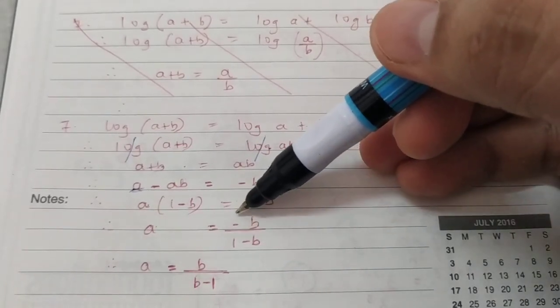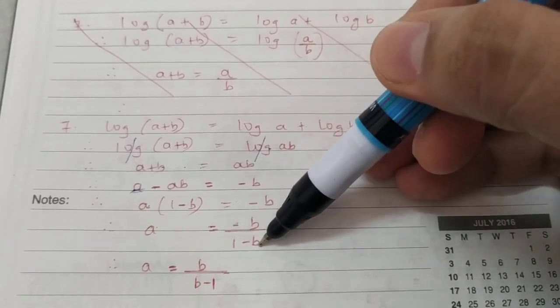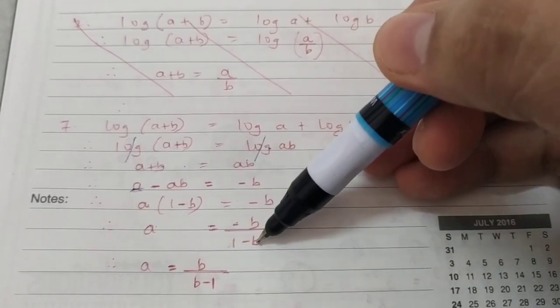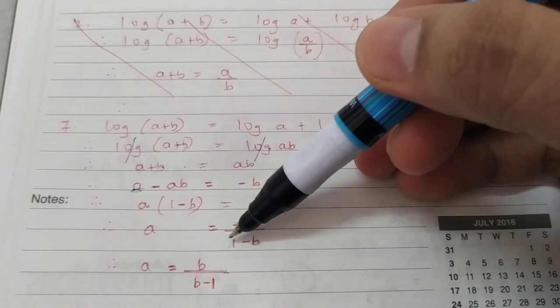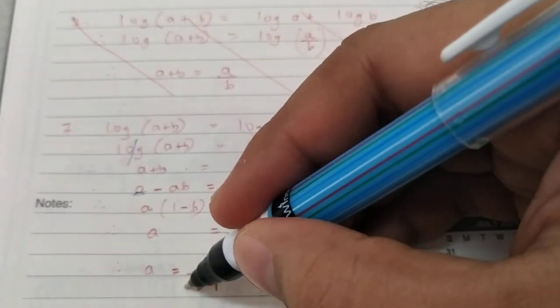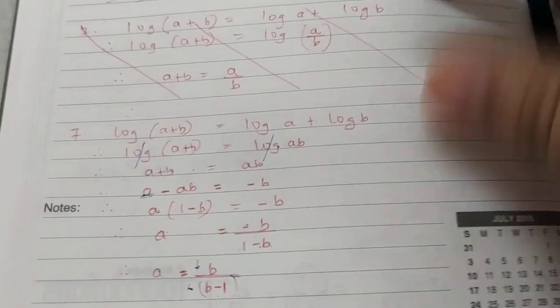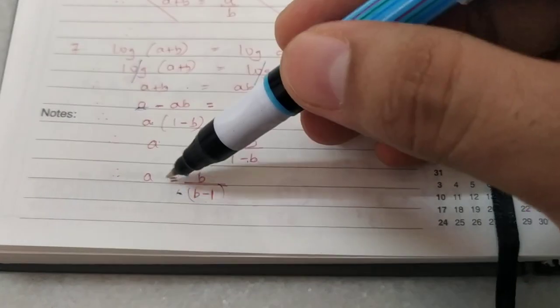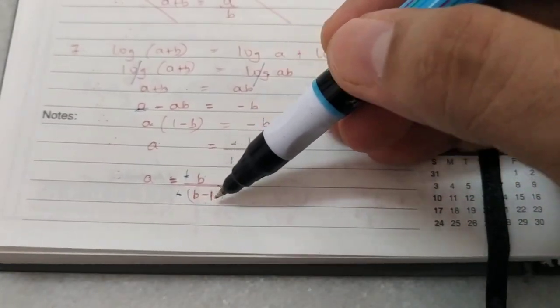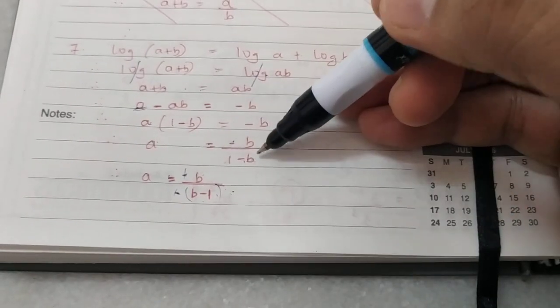But let's write it in the standard form. I want to get rid of the minus sign. This can be accomplished by flipping the denominator. When you make it b minus 1, then the negative sign will disappear. Because when you write b minus 1, then this also becomes negative. And there was a negative, negative, and negative gets reduced. So the final answer is a is equal to b upon b minus 1. Yes, we have to write the final answer in this format, not like this.